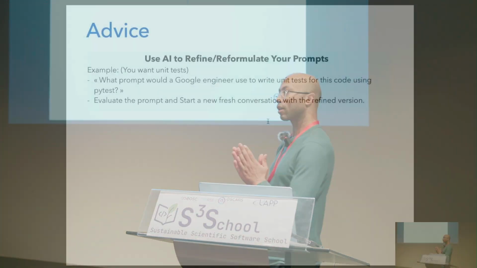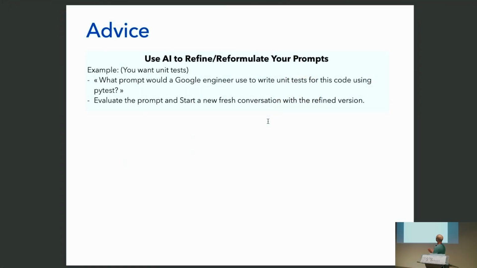And I want to give you some advice, but I'll go a little bit faster. This is very important, and I want to insist on that. Sometimes it is helpful to mirror your prompt to an AI. You know, you want unit tests. I mentioned Google a lot, but it's because the data used has more samples from Google, so that's why. Use that bias as a good thing.